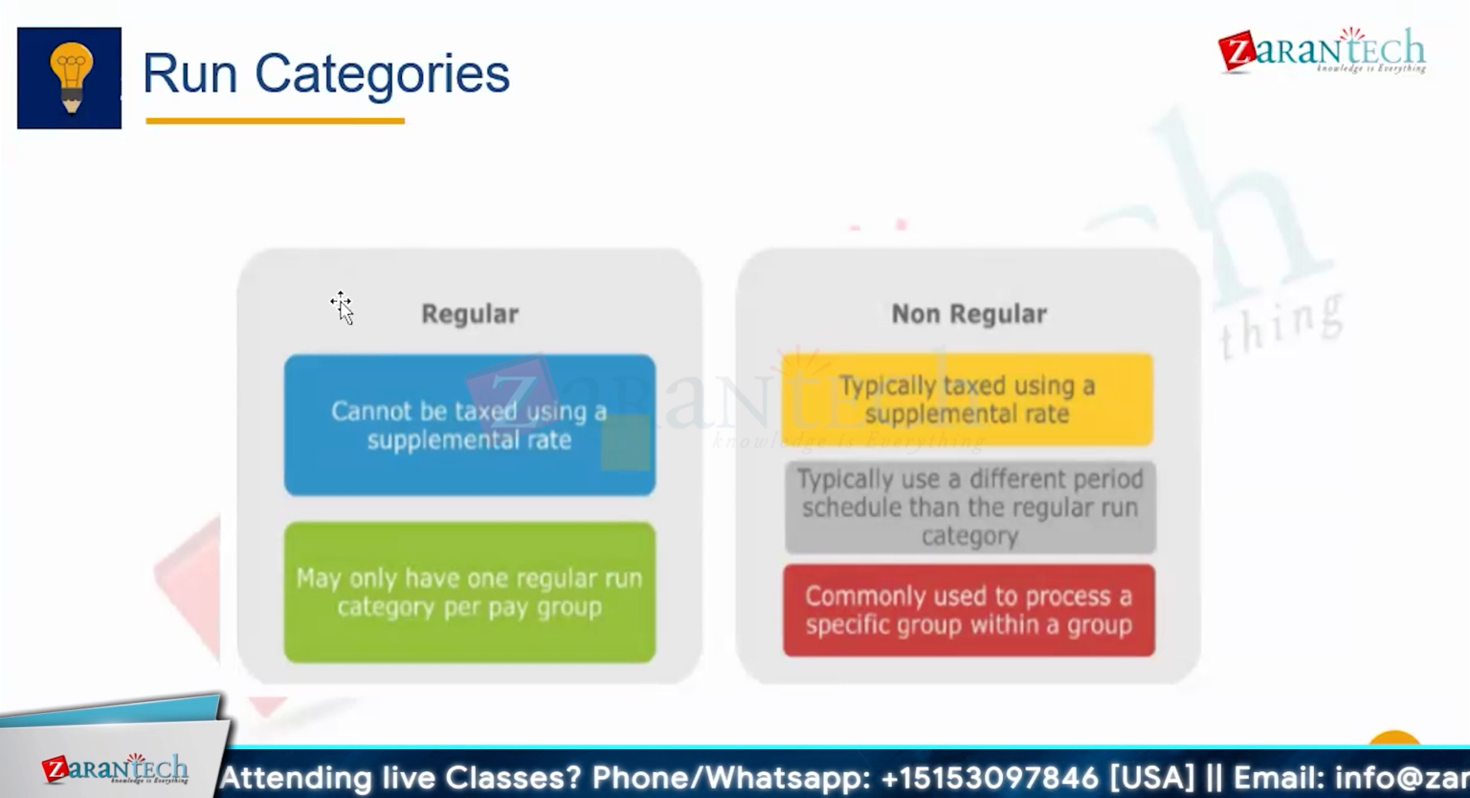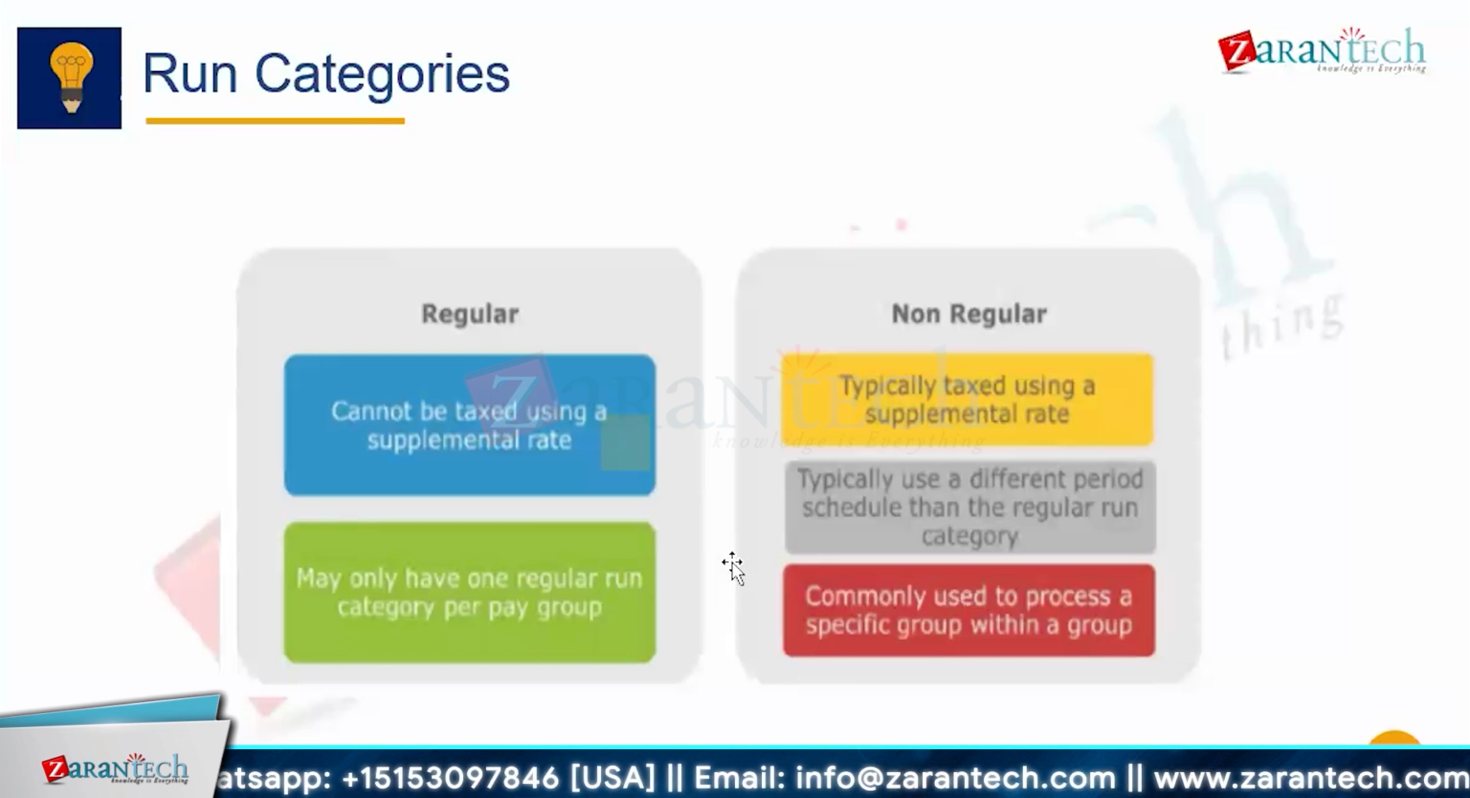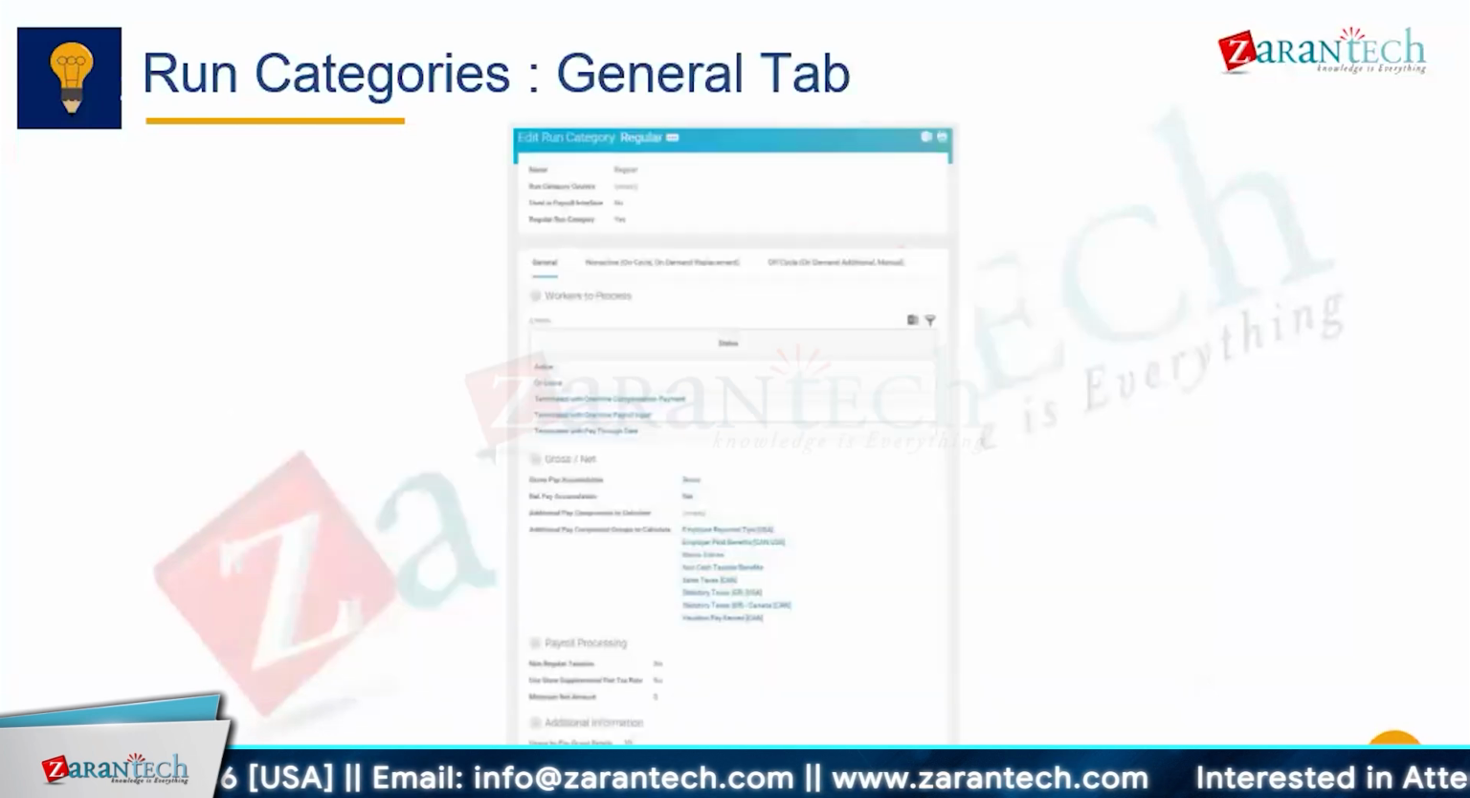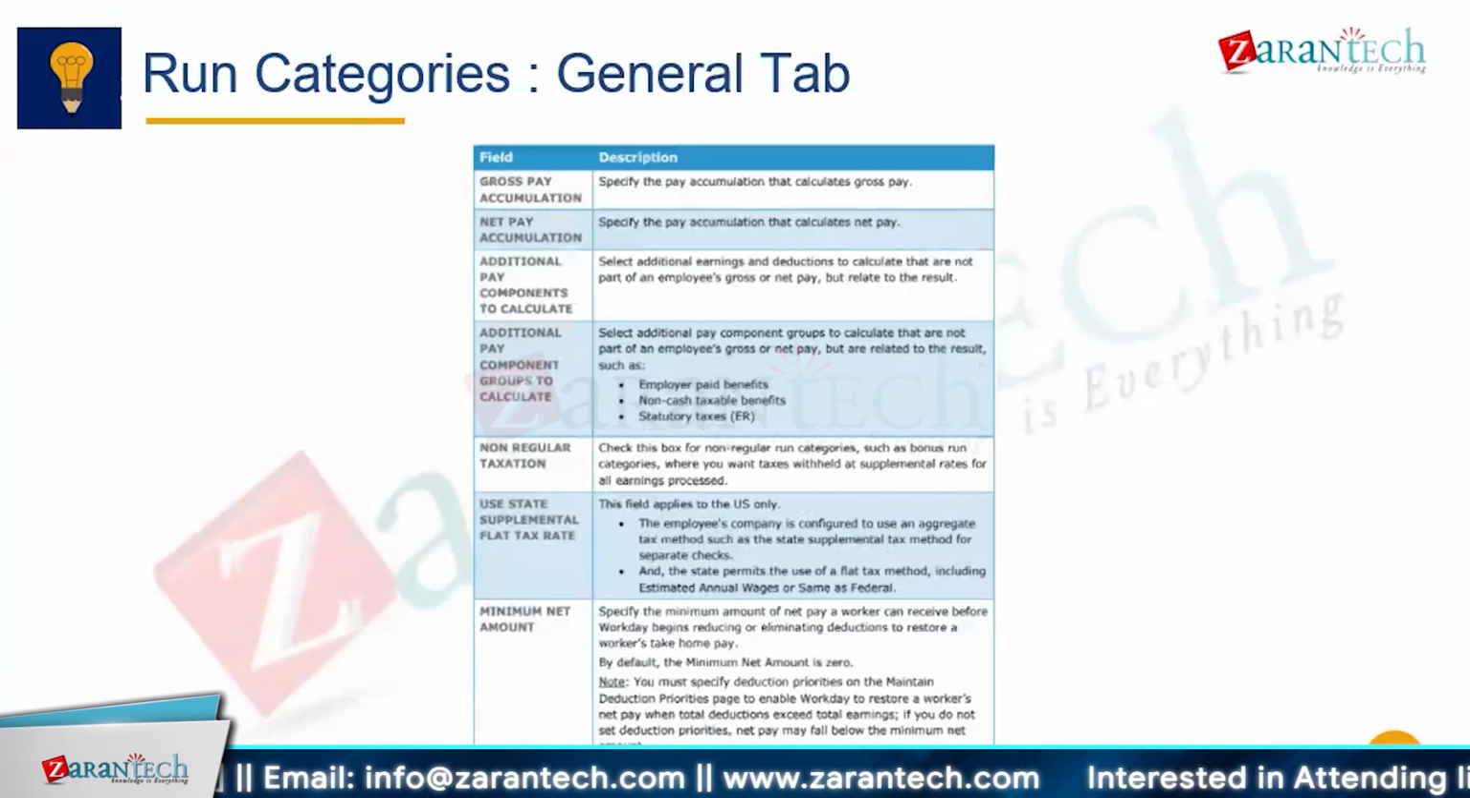But for now, just take this thought along, that we have a regular category and a non-regular category for run categories, and basically they are taxed differently. And non-regular categories are generally for bonus payouts, if a company wants to pay bonus differently in different cycles. So this was basically a run category.